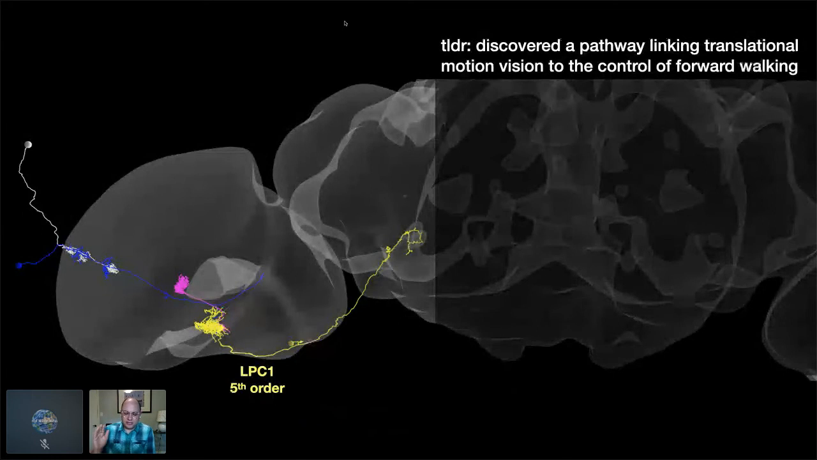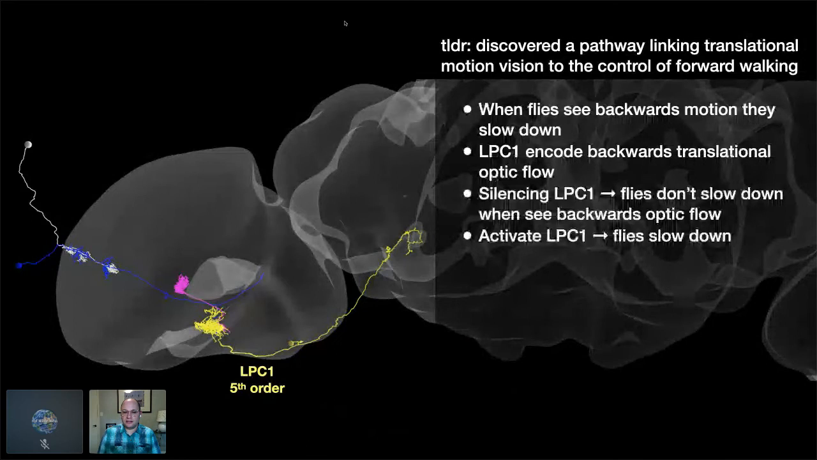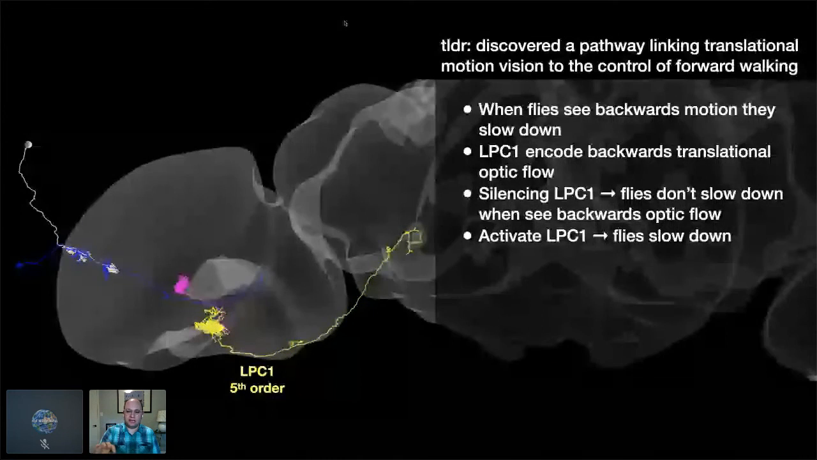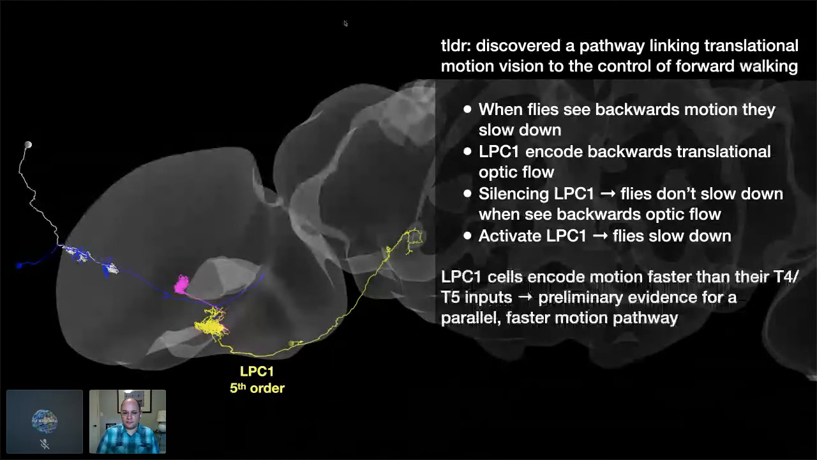And so just to really cut to the chase and summarize, because I threw a lot of things at you quickly, we've discovered this pathway which links translational motion vision to the control of forward walking. And actually the evidence is pretty straightforward. So when flies see backwards motion, they slow down. These LPC1 neurons encode backwards translational optic flow. If you silence the neurons, the flies don't slow down when they see backwards optic flow. And when you activate the neurons, the flies do slow down. And so it really looks as if we have a really key piece of this backwards motion mediated slowdown behavior.